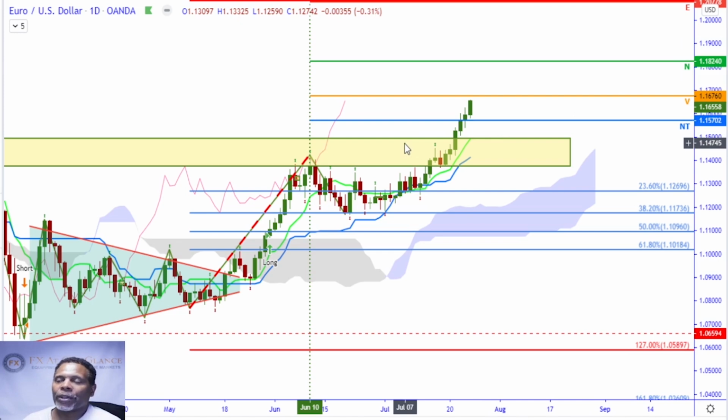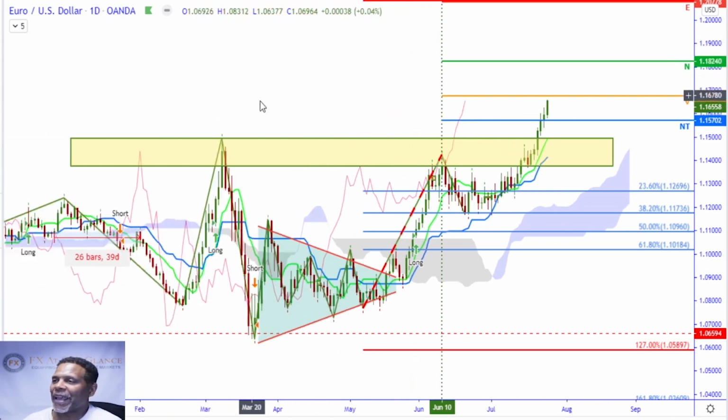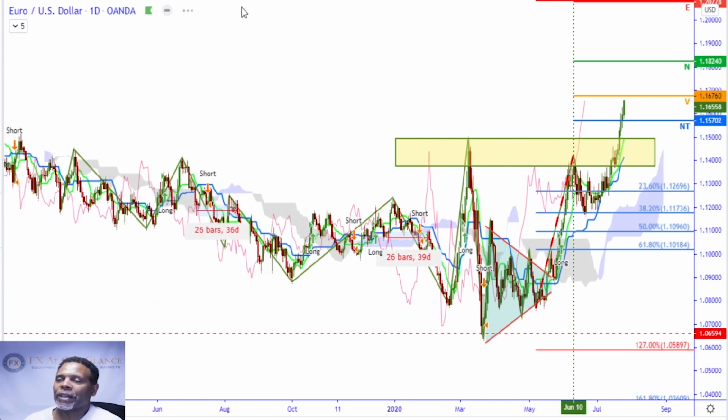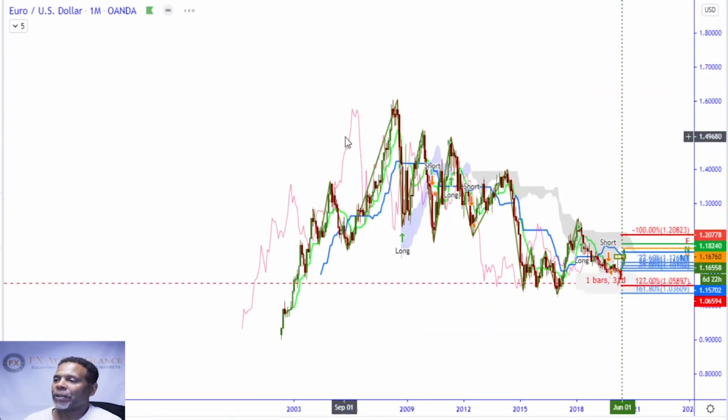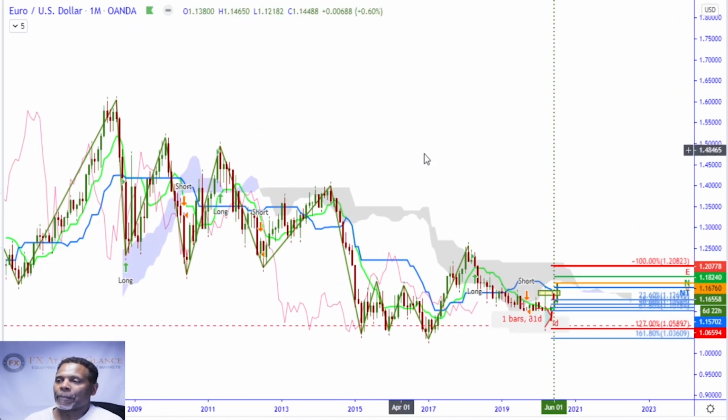All right, guys, so I am looking at this Euro USD. Let me see, did I mess with this on the upper time frame? No, I didn't. I didn't do anything on the monthly, but let's look at it real quick.